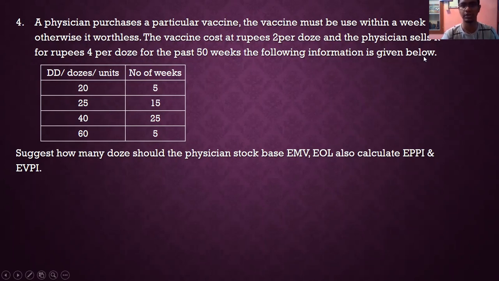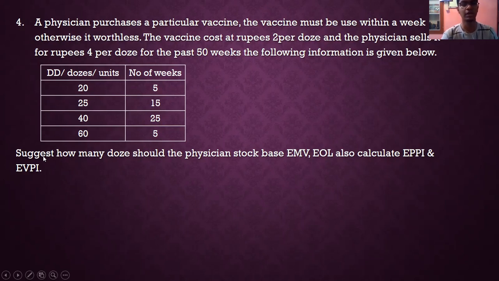For the past 50 weeks, the following information is given below. Here they have given a table, and in the table they have given a demand. Demand is nothing but doses. So how many doses have they given? 20 doses in 5 weeks, 25 doses in 15 weeks, 40 doses in 25 weeks, and 60 doses in 5 weeks. In the previous sum they gave number of days, but here they have given number of weeks. No need to worry, weeks and days will be the same, so the calculation will be the same.